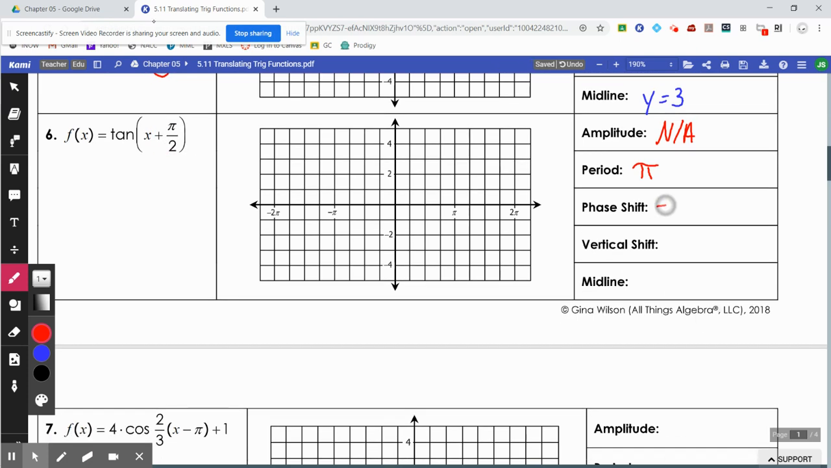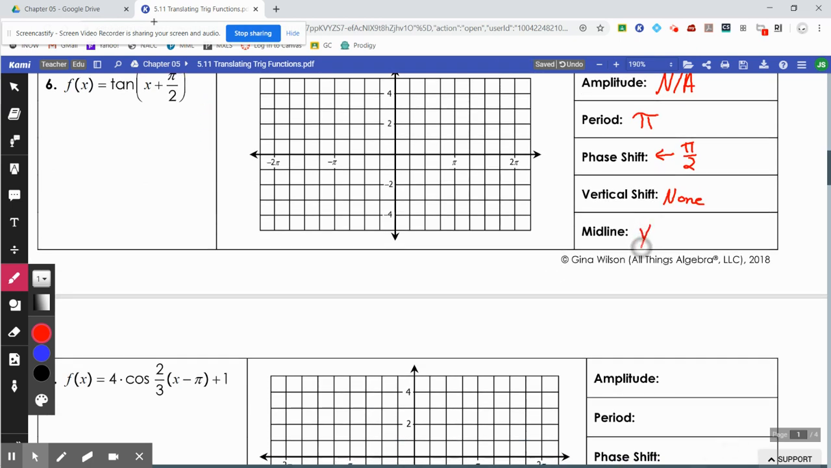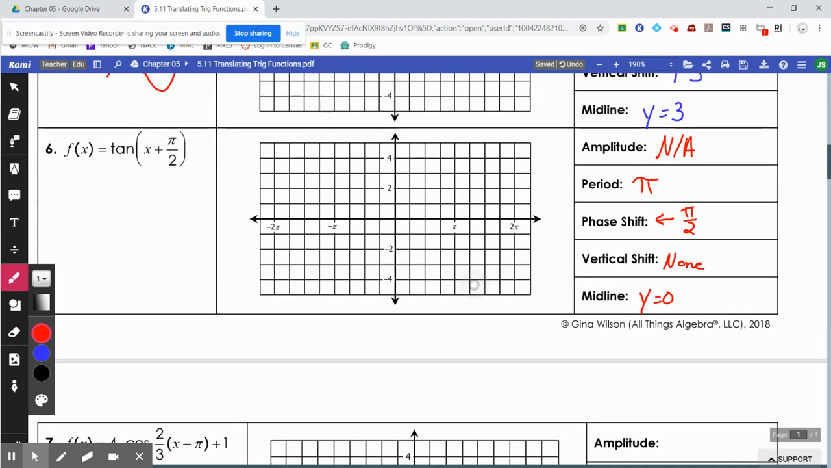So we're going to shift this thing, since it's a plus, that's going to move it left pi over 2 units. Our vertical shift, if there is a plus or a minus out here, it's going to move it up or down. This one has none. And the midline, therefore, has not changed. So we have a midline at y equals 0, which would be your x-axis. So pretty much this is your normal tangent graph that has been shifted left pi over 2 units.